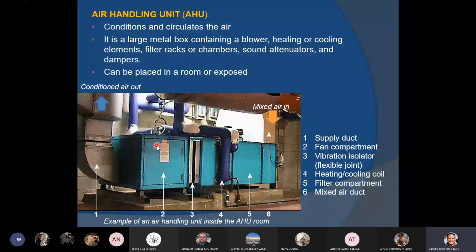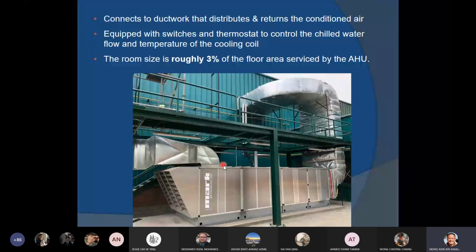And the AHU can be placed in a room or exposed, depending on what kind of building you are designing. But for large buildings like shopping complexes or high-rise buildings, normally you have dedicated space for this AHU. For an industrial building like this, maybe it's appropriate to have it exposed like this. But from this image, I just want to show how the ducting looks.